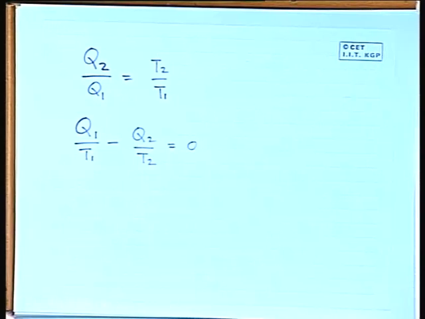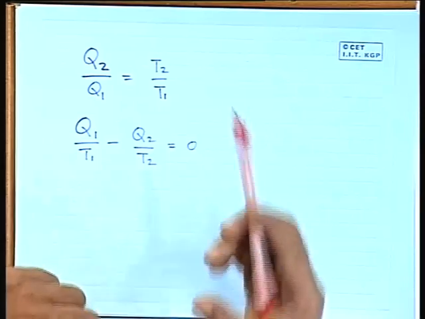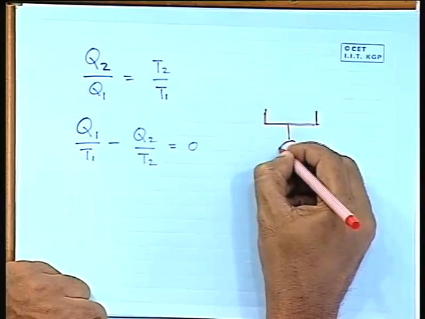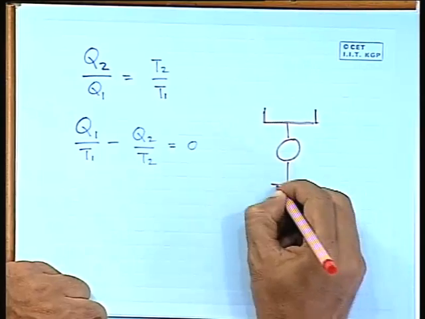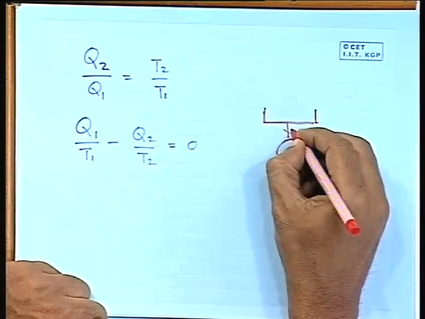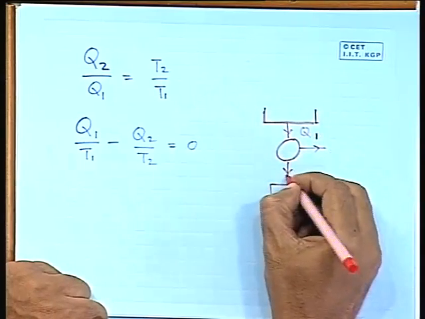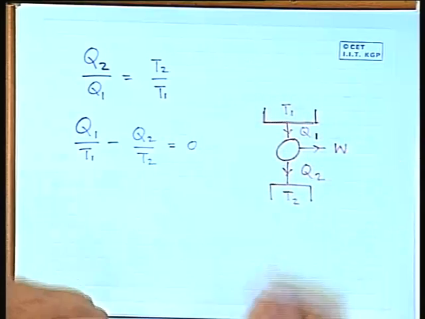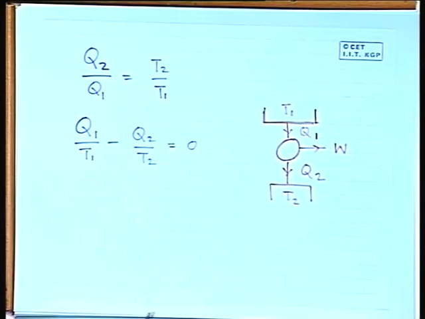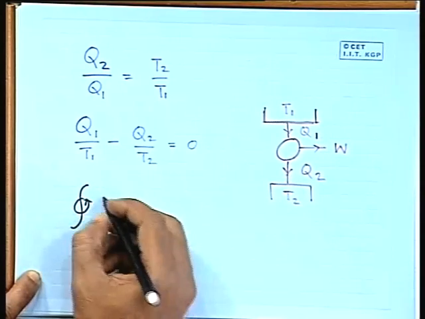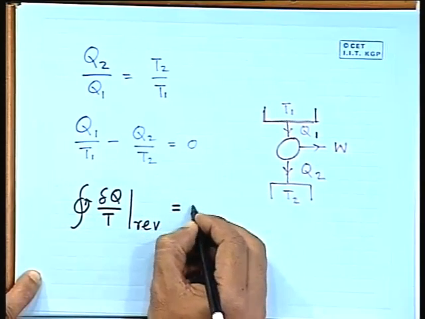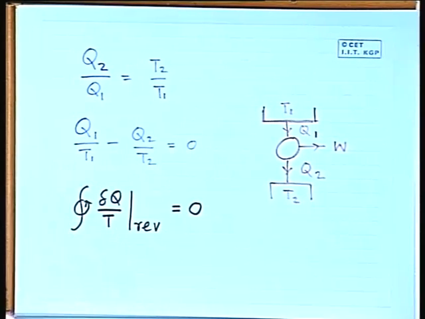Or if we again take this example of the Carnot cycle, where there is reversible heat transfer and reversible work transfer. So, this is Q1, this is Q2, this is T1, this is T2, and this is W. So, we can write the cyclic integral of dq by T reversible is equal to 0. So, this Q1 by T1 minus Q2 by T2 is nothing but the cyclic integral of dq by T.